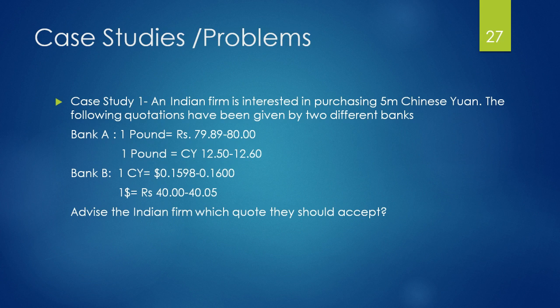Also note that no bank is exchanging rupees for Chinese yuan directly. Bank A is using the pound as an intermediary currency and Bank B is using the dollar as an intermediary currency. So you have to use the cross currency mechanism to finally arrive at the INR Chinese yuan exchange rate. So this is an overview of the case study. Let's start solving now. Please note down the case study on paper so that you don't need to come back to this slide again and again.